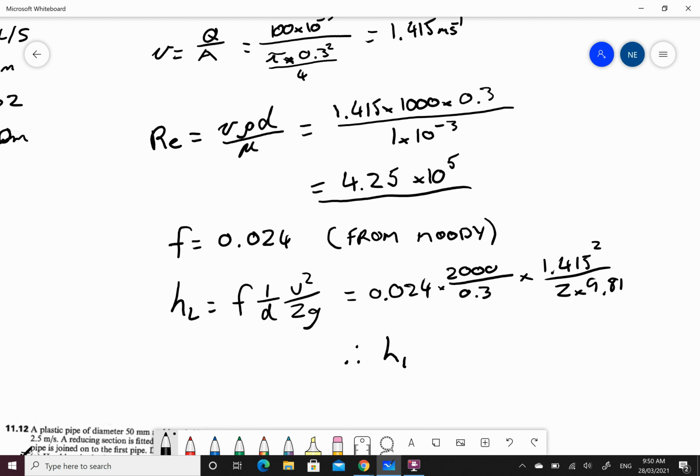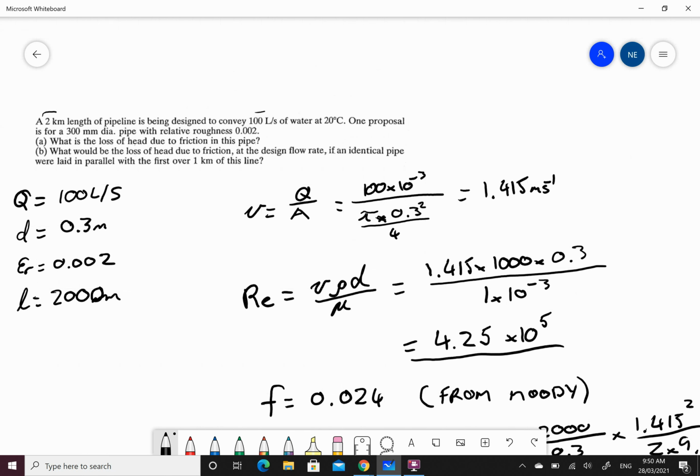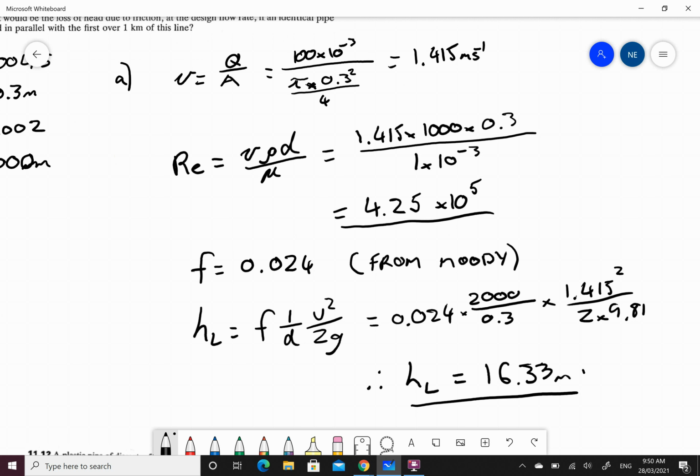Therefore, the head loss due to friction is 16.33 meters. Alright, so this here answers A. Alright, so we've just solved A. So the answer to A is 16.33 meters. Cool. Now let's clear this again.